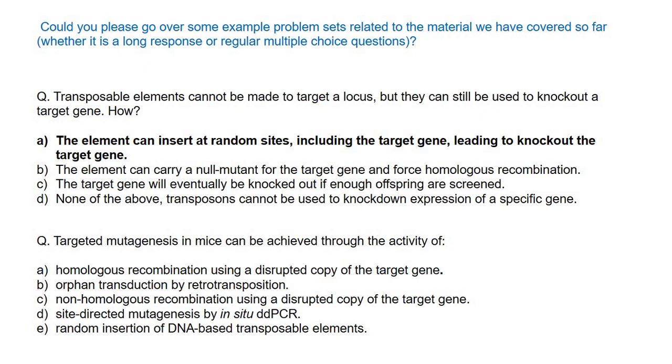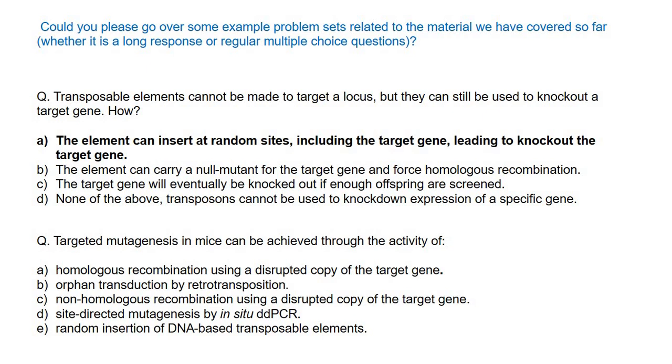Okay. Next question is a kind of related question. Targeted mutagenesis in mice can be achieved through the activity of... Now, targeted mutagenesis means we are trying to mutate a specific site in the mice. How can we achieve that? Homologous recombination using a disrupted copy of the target gene, orphan transduction by retrotransposition, non-homologous recombination using a disrupted copy of the target gene, site-directed mutagenesis by in situ PCR, or random insertion of DNA-based transposable elements.